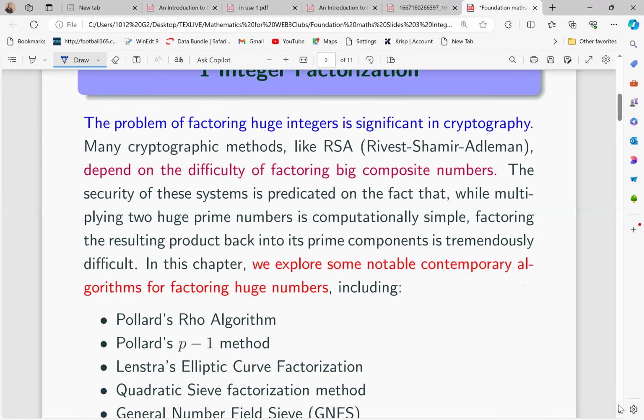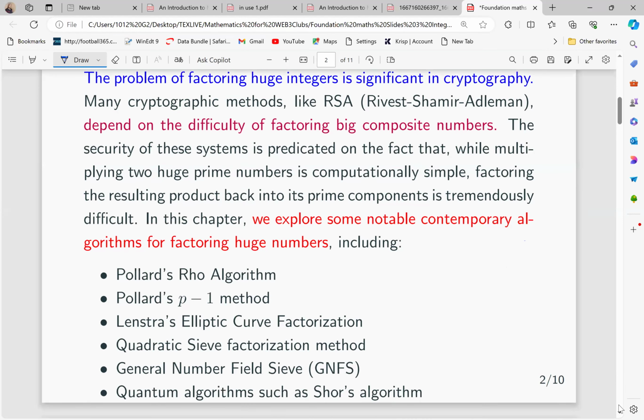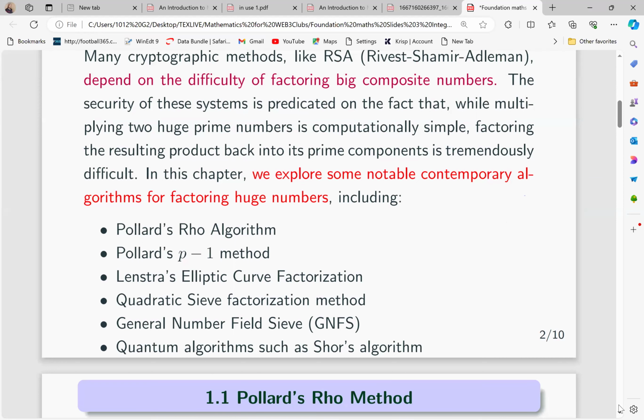Now, the algorithms we'll be looking at: today I'll just look at the first one, Pollard's rho algorithm. We have several algorithms. In fact, we have the very modern quantum algorithms, and one of them is Shor's algorithm. These are very fast, and they can factorize very huge numbers. We shall look at all these algorithms slowly by slowly.